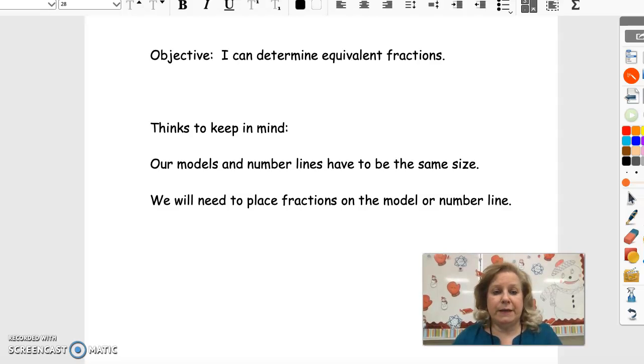Today what we're going to do is a little mini lesson on looking at equivalent fractions. So I am going to find or determine equivalent fractions. Some things to keep in mind when we're working with equivalent fractions.